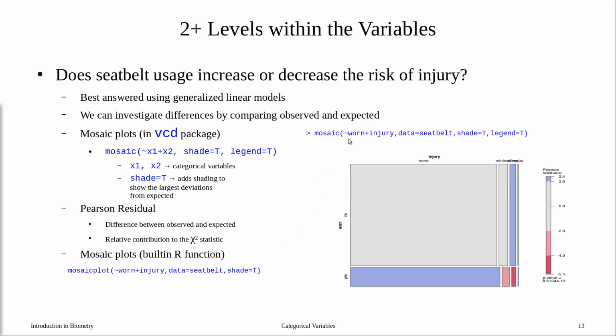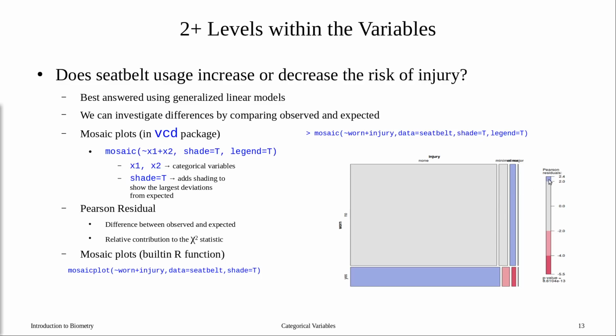Mosaic, worn plus injury, data is seatbelt, so these two variables are found in the data set seatbelt. Shade is T and legend is T. Then we get this. Anything in the gray means we have a small Pearson's residual, so it has very minimal effect on our overall chi-square. In essence, our observed and expected are pretty close. So no seatbelt, no injury, it's kind of what we expected. No seatbelt, minimal injury, it's kind of what we expected.